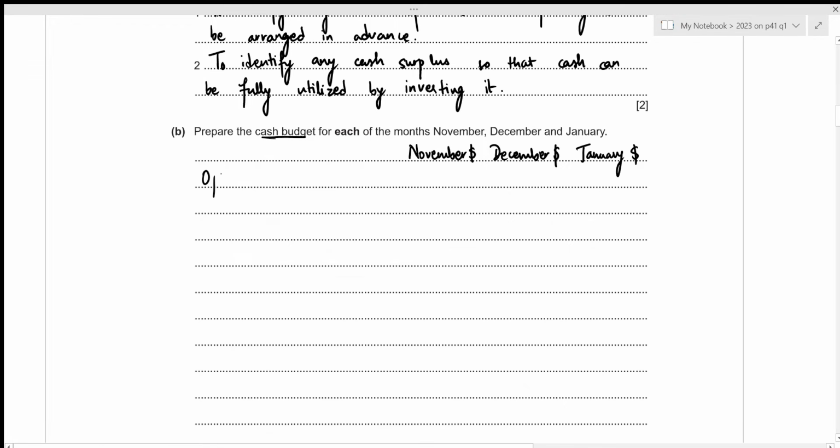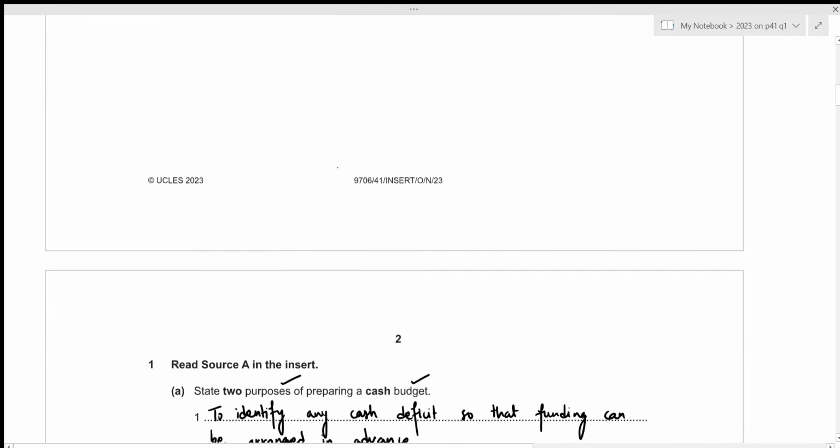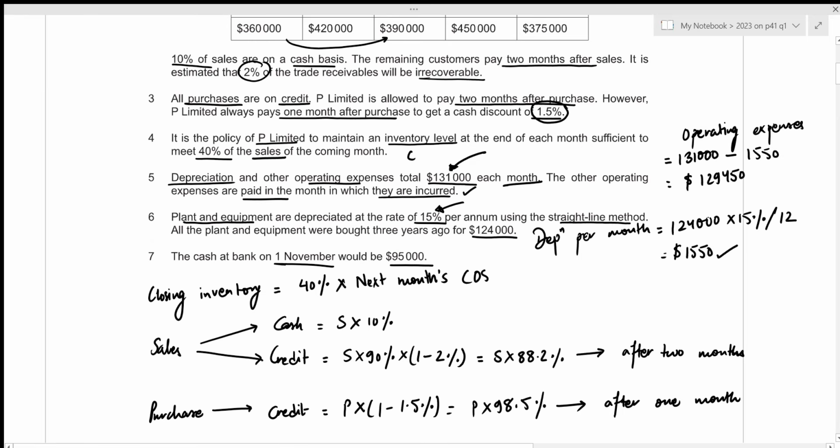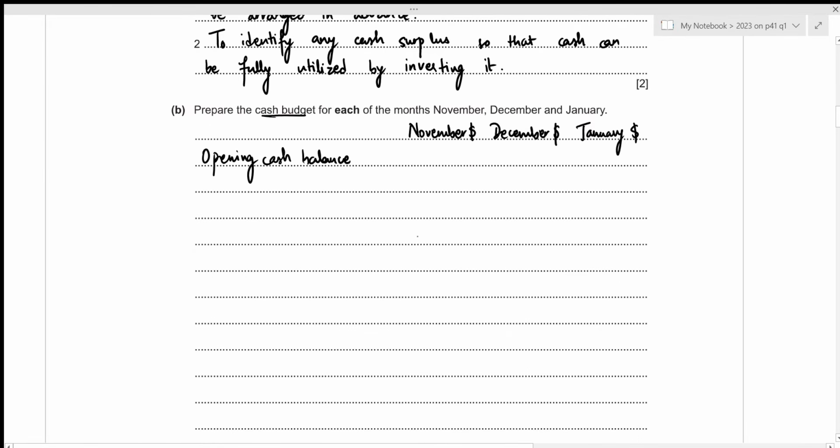So let's start with the opening cash balance. We were given the opening cash balance for the month of November, and it was 95,000. Let's write it down. And we do not know the opening cash balance for the months of December and January. So in order to figure that out, we first need to figure out the closing balance for the month of November. Now we'll move towards our receipt section.